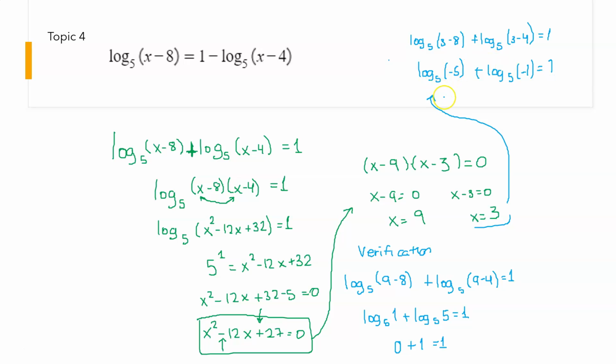And think about an exponent to which if you elevate 5, you will obtain negative 5. That exponent is impossible to obtain, because 5 is a positive number. It doesn't matter if you elevate it to a positive or a negative exponent, you will never obtain a negative number. That's why logarithms whose arguments are negative do not exist. So we can discard this solution.